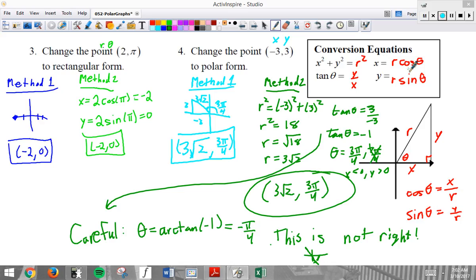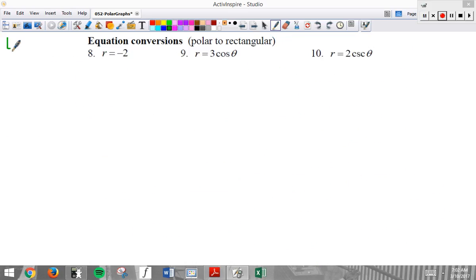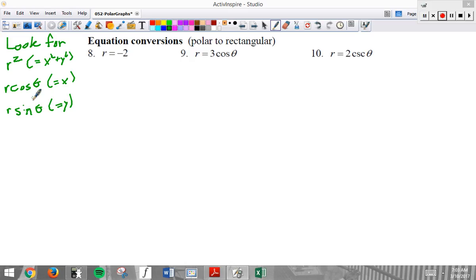I will also try to look for any time I can get r cosine or r sine. Okay, so we're looking for r squared because it equals x squared plus y squared. r cosine theta because it equals x. And r sine theta because it equals y. We want to get rid of r and theta until they're gone. Okay.